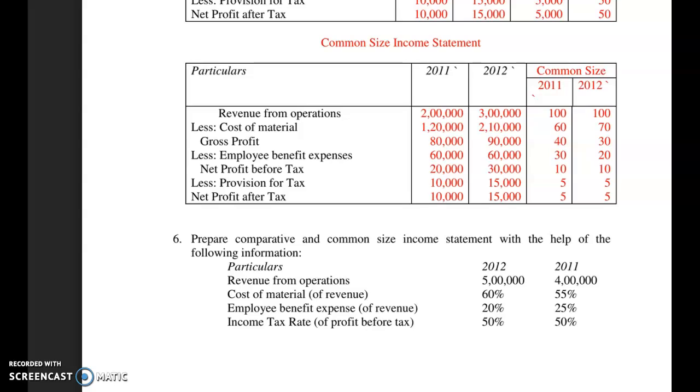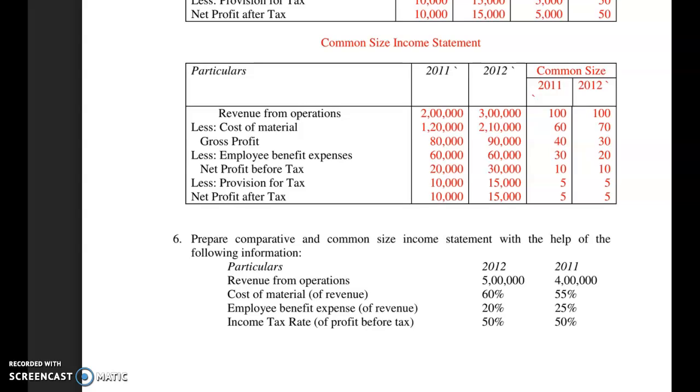50% of 10,000, and 50% of 30,000 is 15,000, so we will deduct this amount of tax. Next item left out, net profit after tax: that is 20,000 minus 10,000, 10,000; 30,000 minus 15,000, balance 15,000.